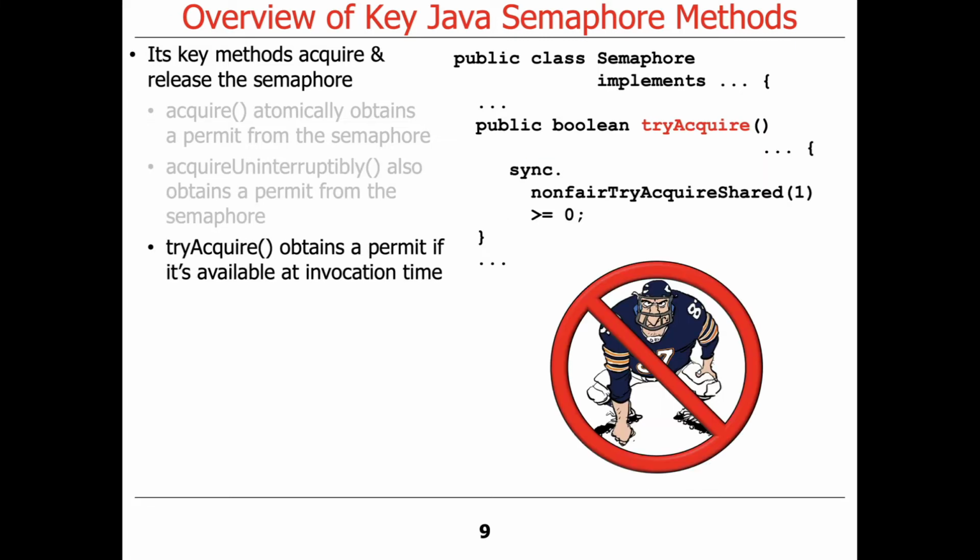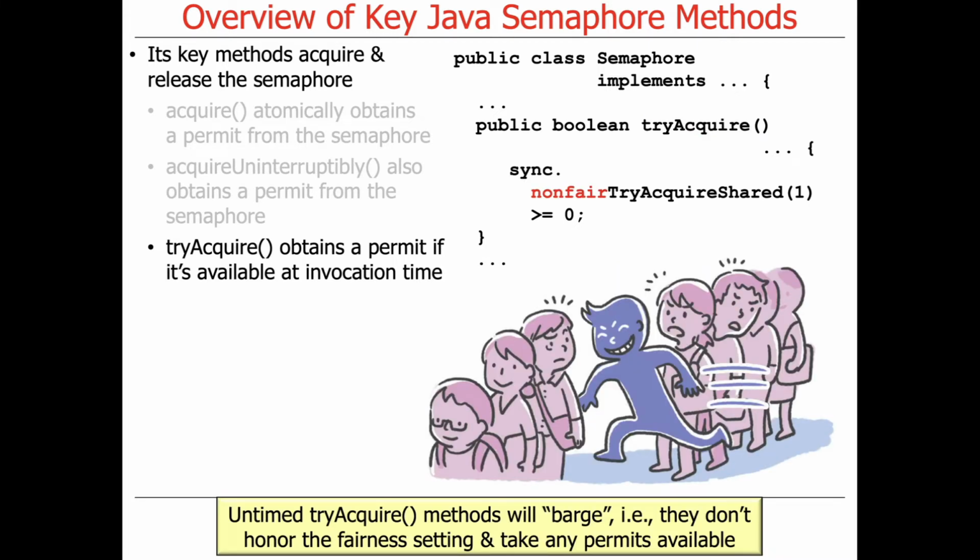There's also another method called tryAcquire, and it will obtain a permit, one permit, if there is a permit to be obtained when the method is called, and only when the method is called. So it will not block. It's a non-blocking call.